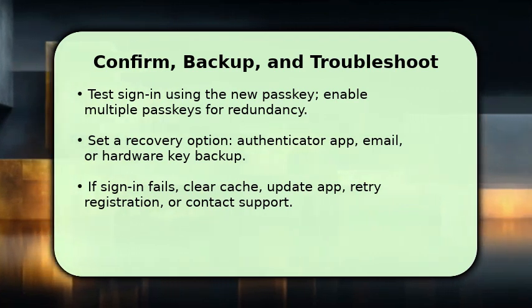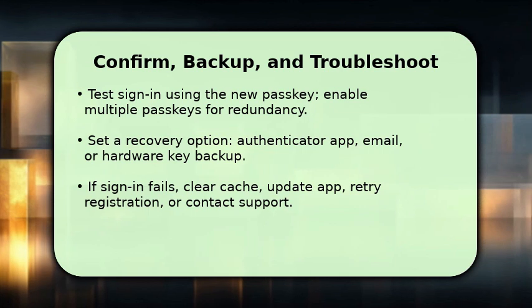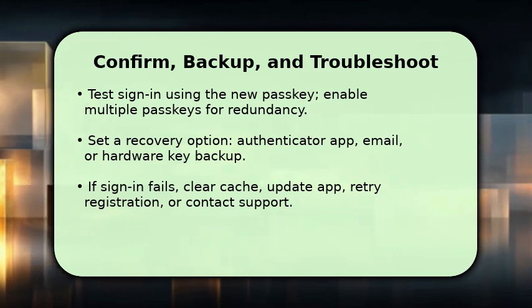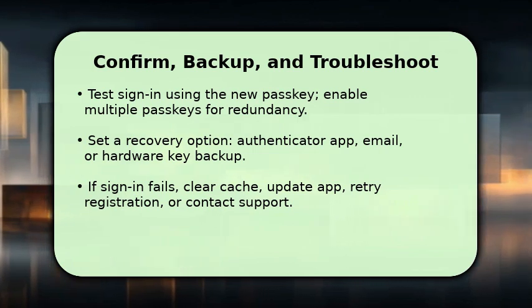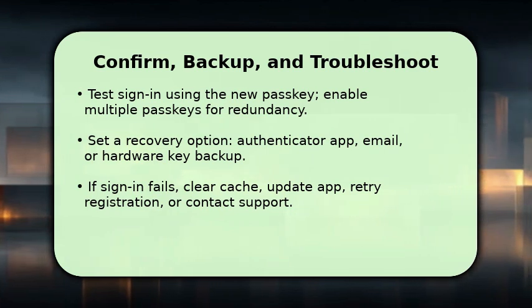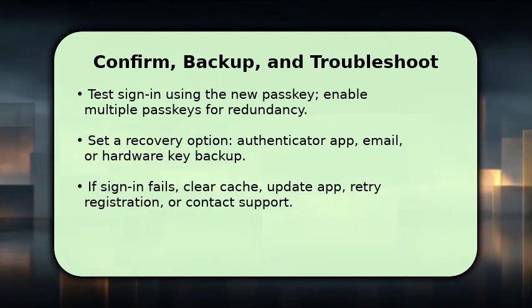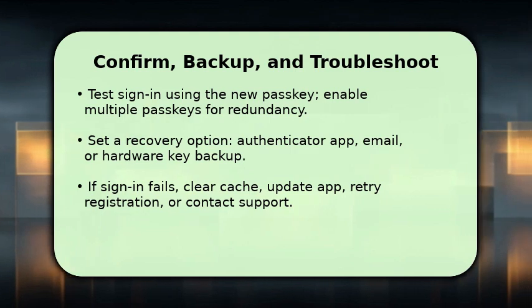Make sure to add at least one backup method, such as a second passkey on another device or a registered hardware key, and enable a recovery option like an authenticator app. If you run into trouble, clear the app cache, update Binance and OS, then retry registration. If problems persist, contact Binance support with device details and error messages so they can help restore access.